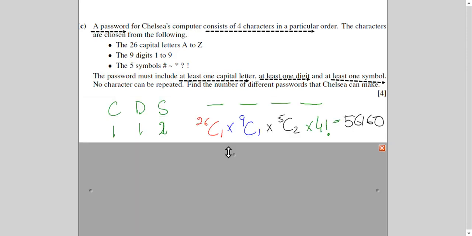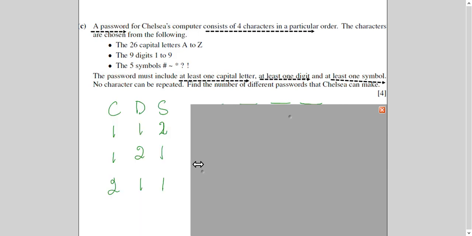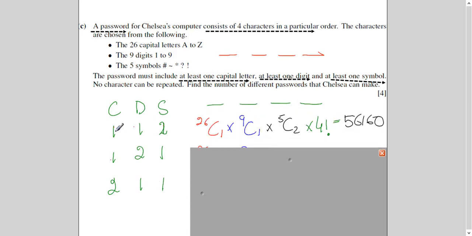They cannot be repeated. So just like the previous case, I have 26, 9, and 5. So 1C, 1D, 2S, because altogether she needs how many? 4 characters, right? So 1 capital letter, 1 digit, 2 symbols, or 1 capital, 2 digits, 1 symbol, or 2 capitals, 1 digit, 1 symbol. There is no other possibility. So again, exactly in the same way, we will do 26C1 into 9C1 into 5C2.